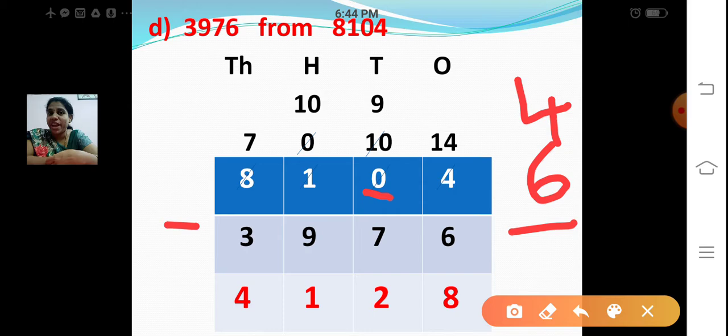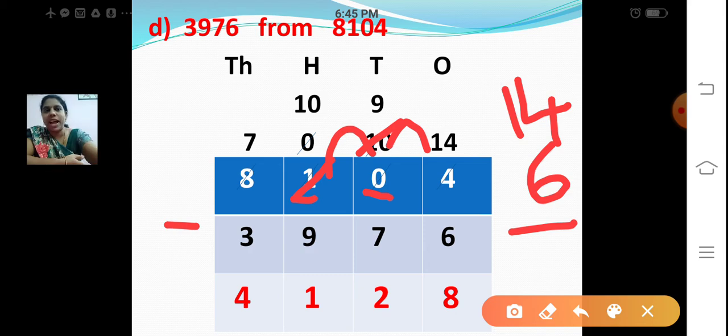So in that case, what do we have to do? I'm going to borrow from the hundreds place. So my hundreds place will become 0 and my tens place will become 10 now. My tens place will become 10 because I'm giving 100, right? That means 10 tens. So 10. Now from this, I'm going to give one more to the ones place. So my ones place becomes 14 and my tens place will become 9, right?